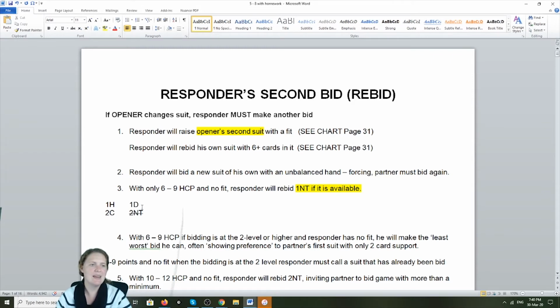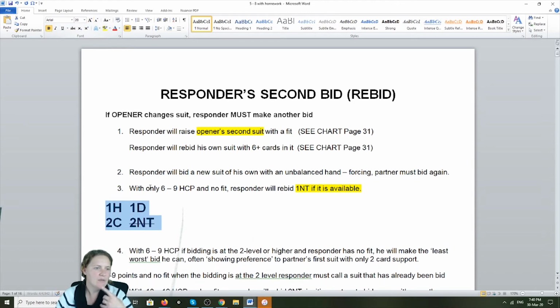Now, what I mean by that is that if we go back to this little demonstration auction up here, if I was at the point where I was responder and we had this auction and I was choosing a bid here, if I only had 6, 7, 8, or 9 points, I have to bid a suit that's already been called. I can either go 2 hearts, I can go 2 diamonds, or I can go 3 clubs. But I'm not allowed to bid spades and I'm not allowed to bid no trumps. That's the way I sort of remember this rule.